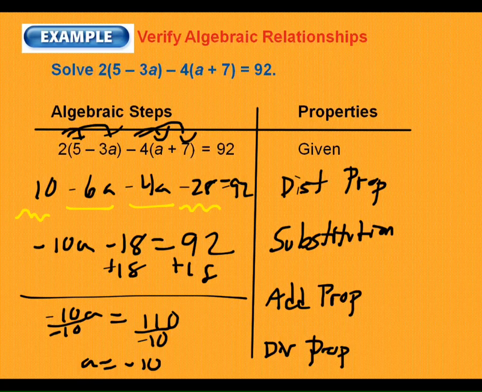Sorry, negative 11. Yes, thank you. Negative 11. So there's my proof that A equals negative 11. I have my steps on the left, my reasons on the right. That's an algebraic proof. Again, just remember, when you combine like terms, we call that substitution. You're substituting in something that's still equivalent. Division property, because I divided both sides by the same thing.